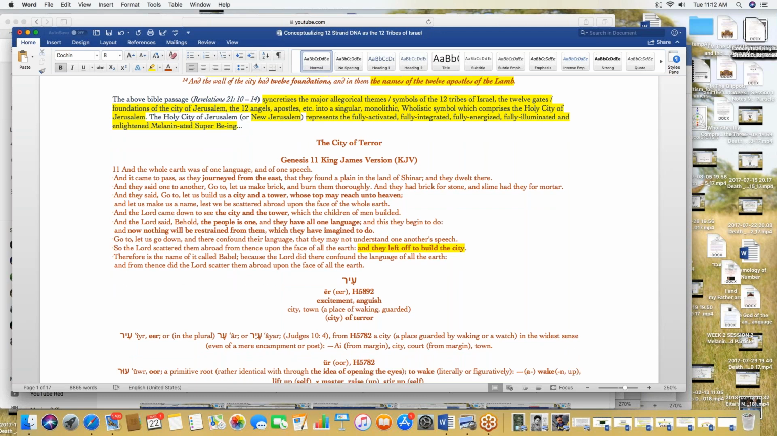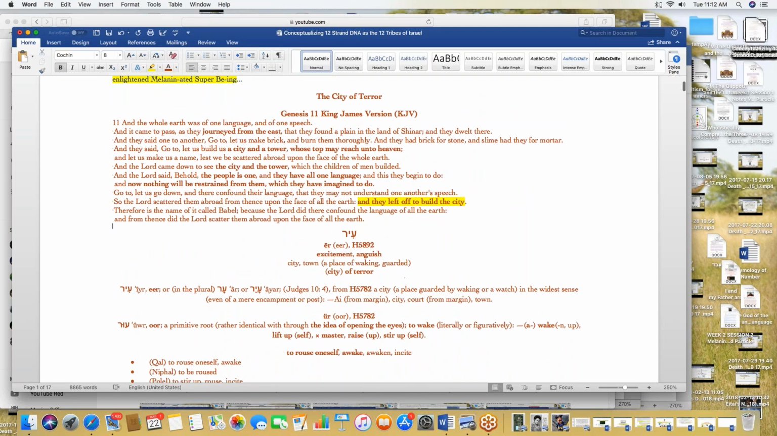The word translated city, follow me now, is the Hebrew word ear, H5892. And look, it means excitement or anguish. Excitement or anguish. The full range of emotions, right? Extreme excitement, then anguish. Yin and yang.